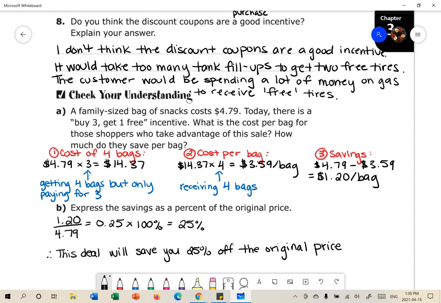At the bottom, there is the check your understanding questions that you are to complete independently. Right after watching this lesson, you may pause the video at this time and reference my answers with yours, or you may check your answers with the answer key that's posted online. Message me if you have any questions.